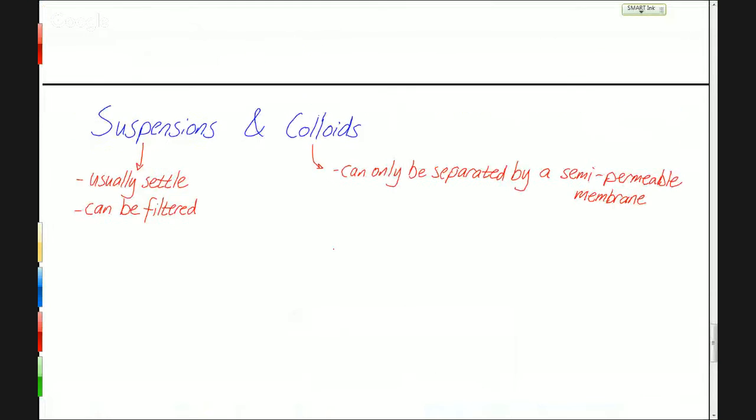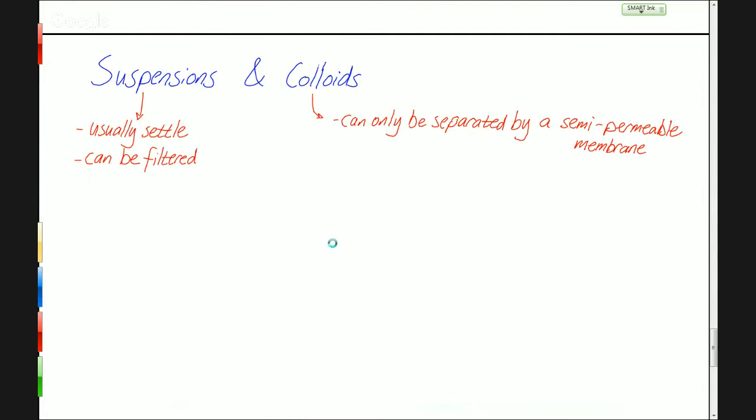Okay. So let's look at the last idea here, which is osmotic pressure.